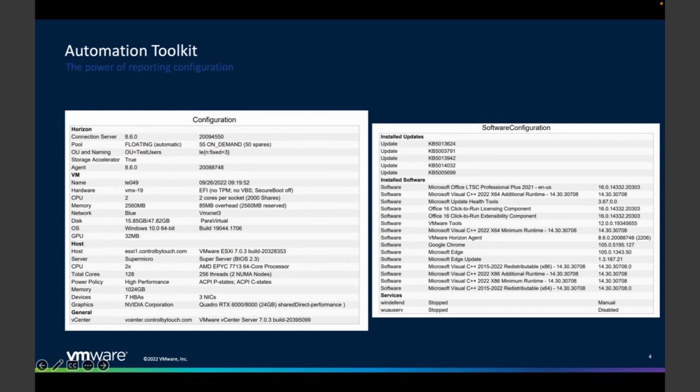So there's a table in the beginning called configuration. It will tell you everything about the host and about the VM. And it will also tell you something about the software configuration inside the golden image. So which patches were installed, but even more important, was Windows Defender running, was Windows Update running, etc.